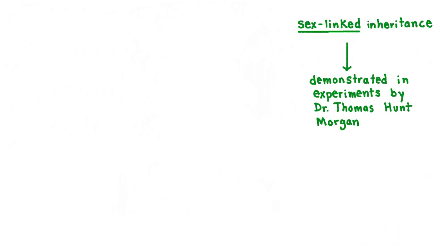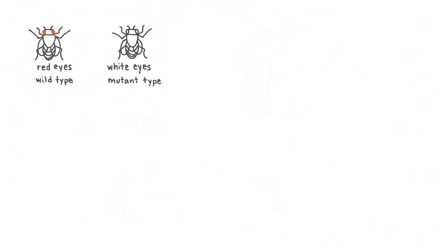To understand sex-linked inheritance better, we'll look at the experiments performed by a scientist named Dr. Thomas Hunt Morgan. Dr. Morgan studied inheritance patterns in fruit flies. Most fruit flies have red eyes, but Dr. Morgan noticed a single male fruit fly that had white eyes. In genetics, we call the version of a trait found in almost all individuals of a species the wild type. In this case, red eyes would be the wild type, and we use the term mutant type to refer to a variant of the characteristic rarely found in the species. So in this case, white eyes would be the mutant type.